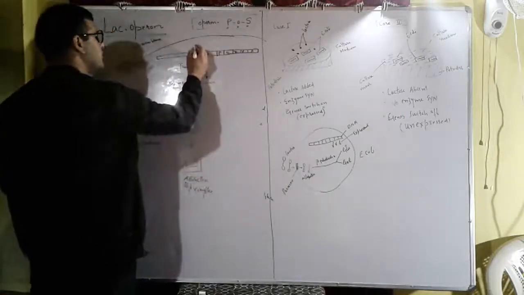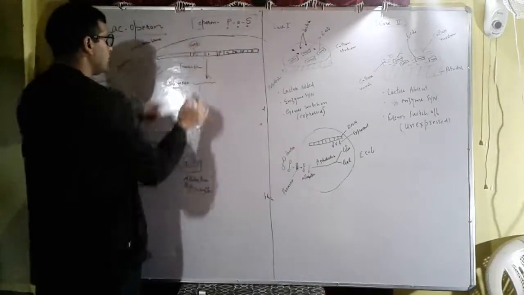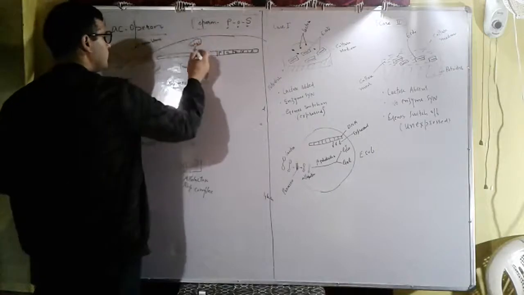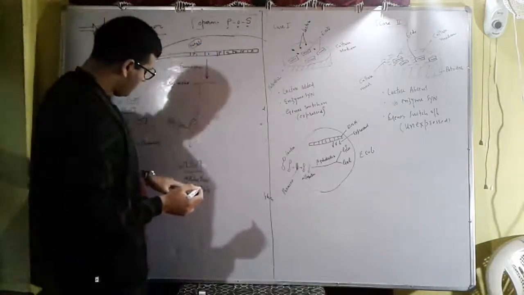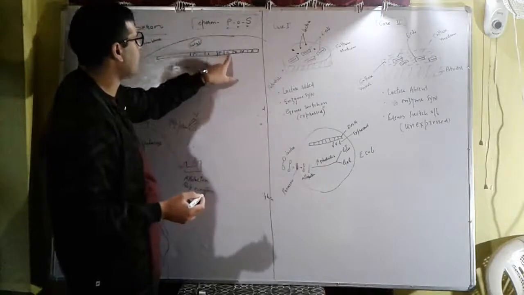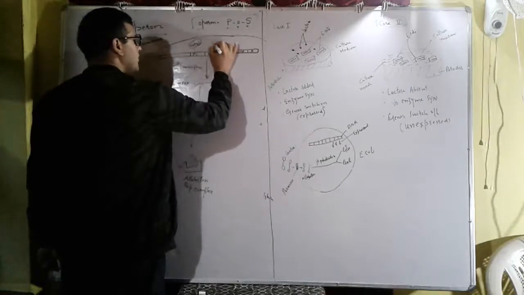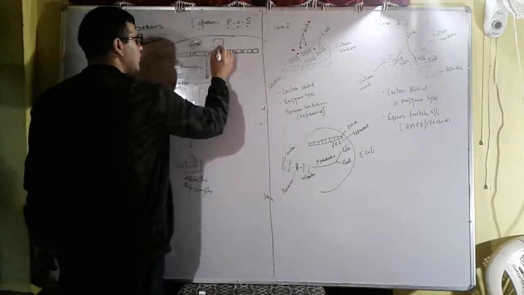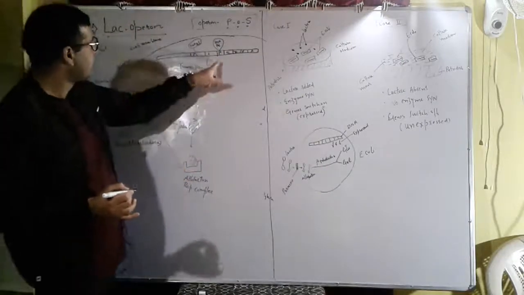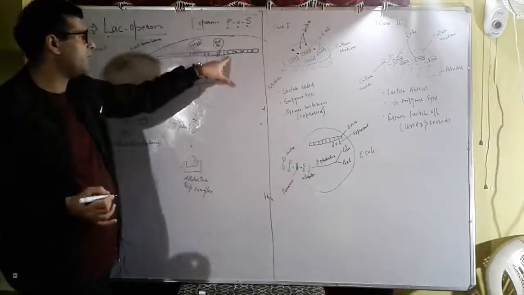Now, what will happen? Obviously, the promoter is the binding site for RNA polymerase. Now, this allolactose repressor complex cannot bind to the operator gene. As I told you, this is the promoter and it is the binding site for RNA polymerase.